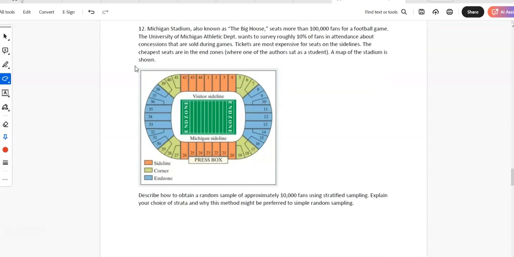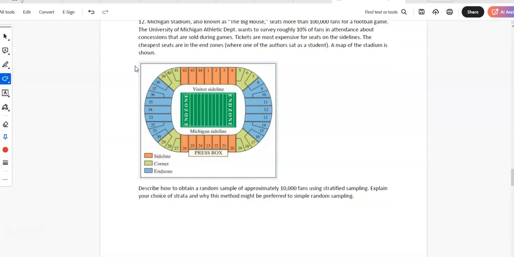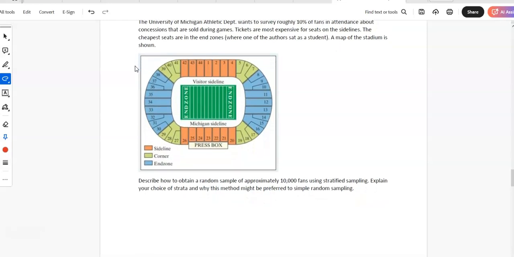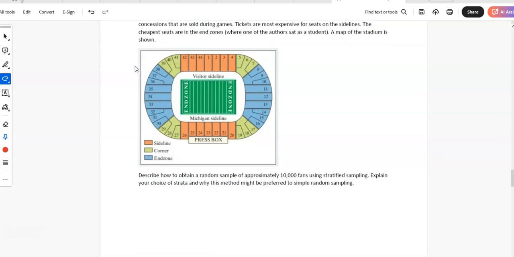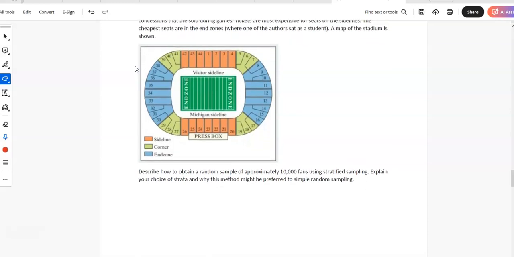Michigan Stadium, also known as the Big House. It is a big house. It's bigger than Tennessee, actually. Tennessee Stadium has more than 100,000 fans for a football game. The University of Michigan Athletic Department wants to survey roughly 10% of the fans in attendance about concessions that are sold during the game. Tickets are most expensive for seats on the sidelines. The cheapest seats are in the end zones, where one of the authors sat as a student. A map of the stadium is shown.